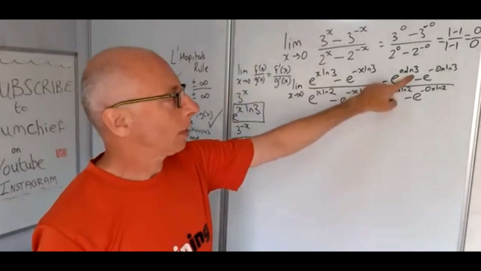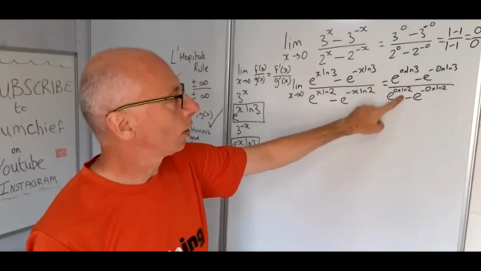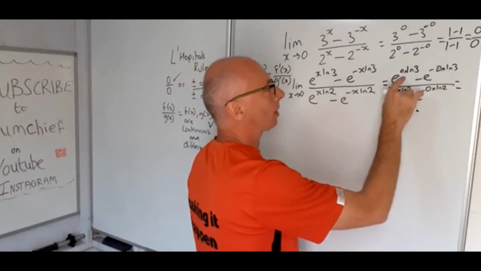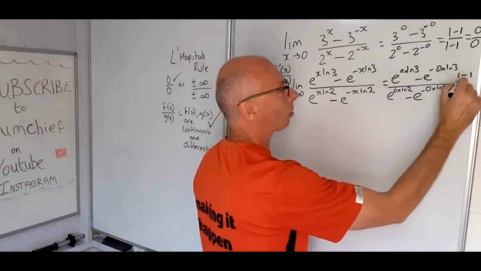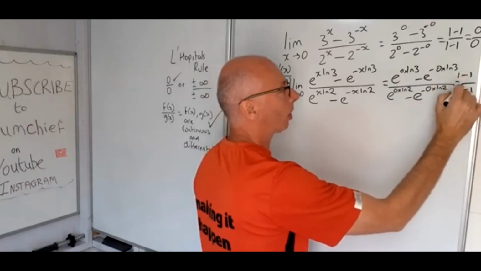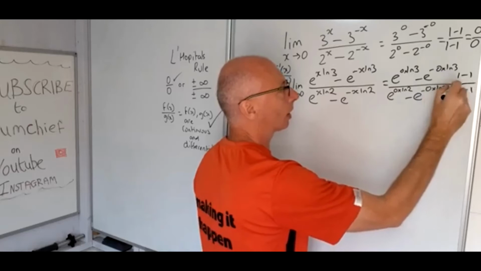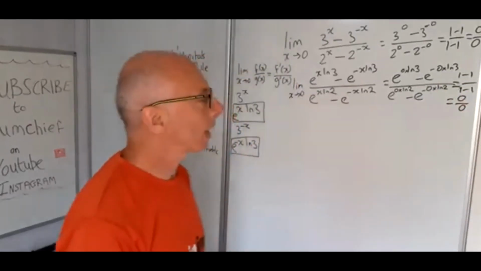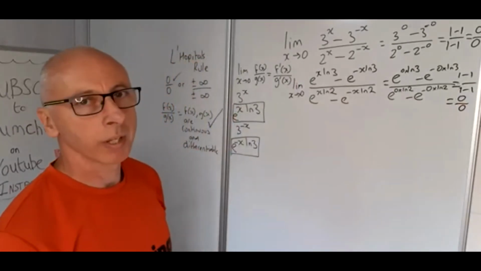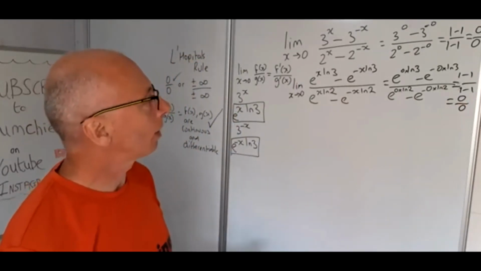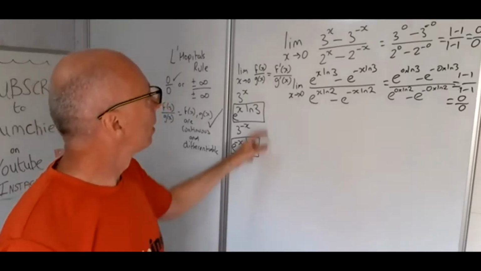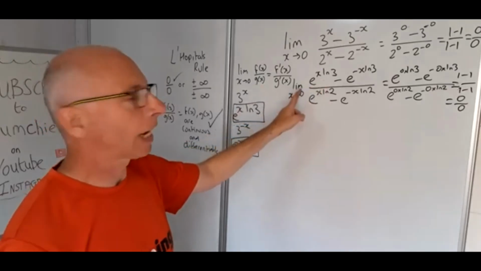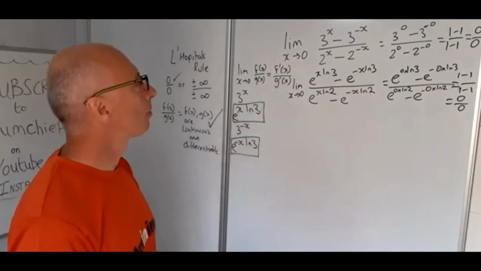Okay, 0 times ln 3 and ln 2, these are all zeros. So e to the 0 is 1, so we've got 1 minus 1 over 1 minus 1, which gives us 0 over 0 again. So what can we do now? Basically what we can do now is use L'Hopital's rule again. So if we just take the derivative again, we'll see where that takes us.